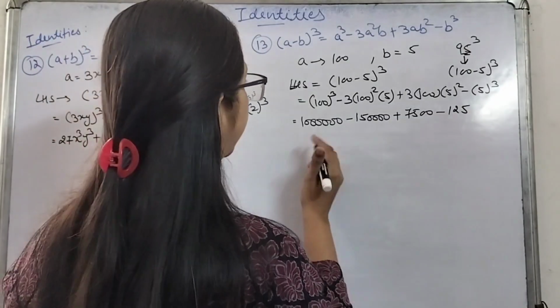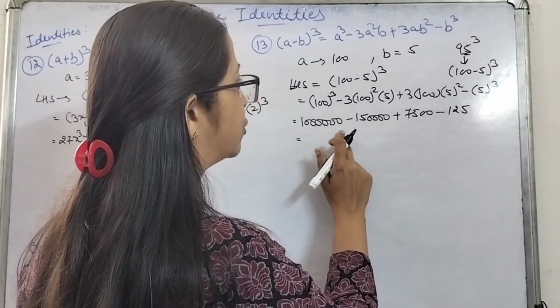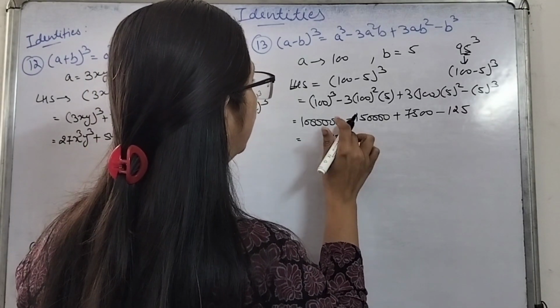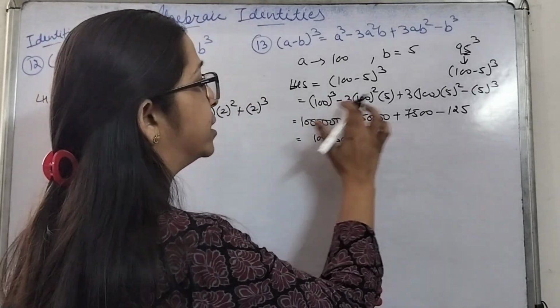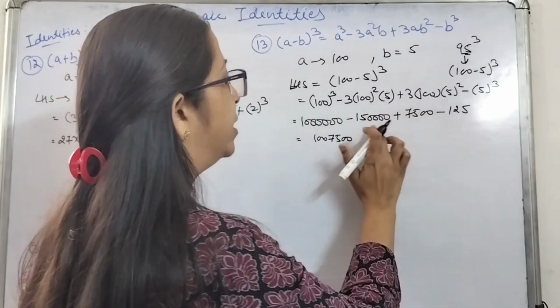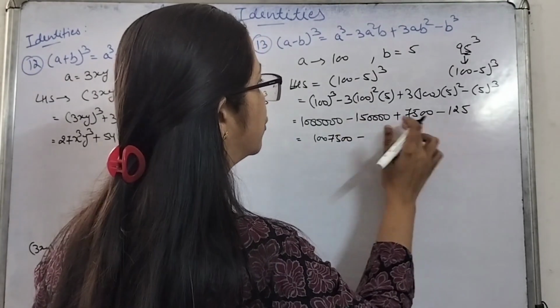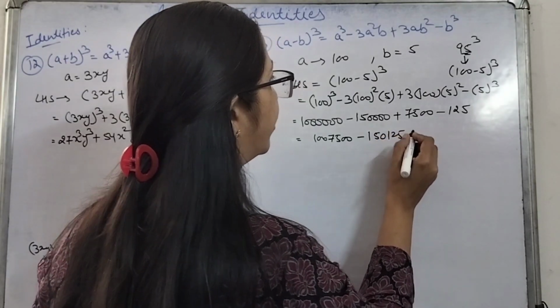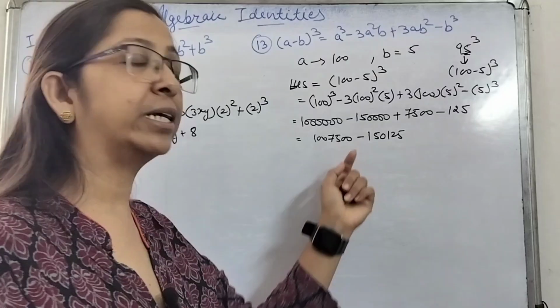Now if we solve it further, first of all these two are positive numbers, we are adding these two numbers, it will become 7500. This will be the sum of the first and third term because both are positive. Then we are adding these two numbers because these two are negative, so minus 150,125. This will be the addition of these two, but they were negative, so we have taken the negative sign.